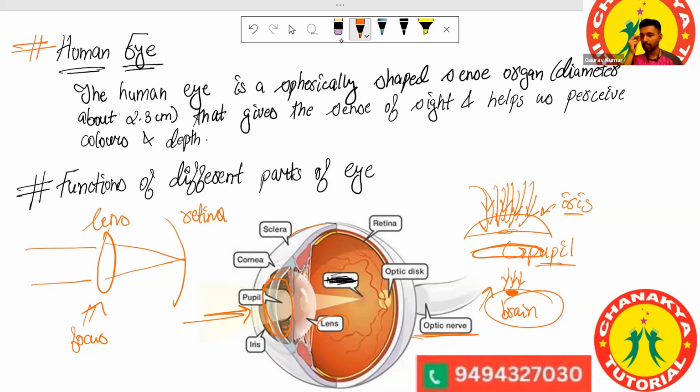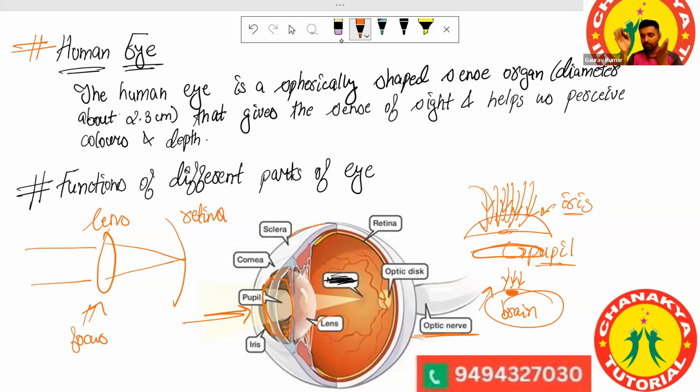So what does this iris do? The outer big circle of black adjusts the size of the pupil. Let's say if there is a bright light outside, the pupil becomes small so that less intensity of light enters. If you are in a dark room, the iris will increase the size of the pupil so that more light intensity can enter into the pupil. Okay, so inside the pupil there is a lens.